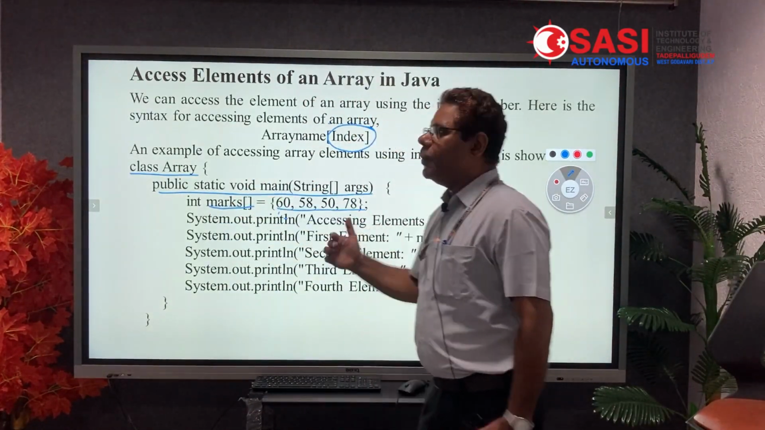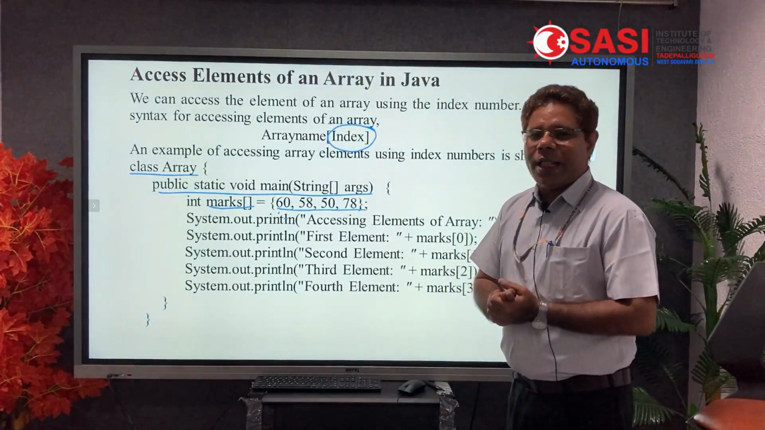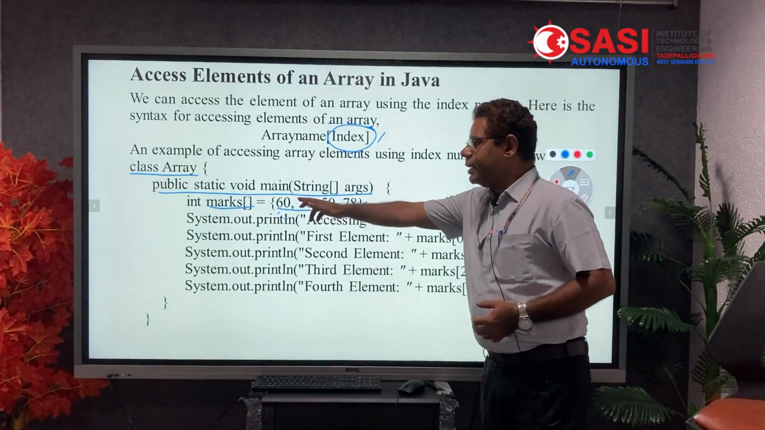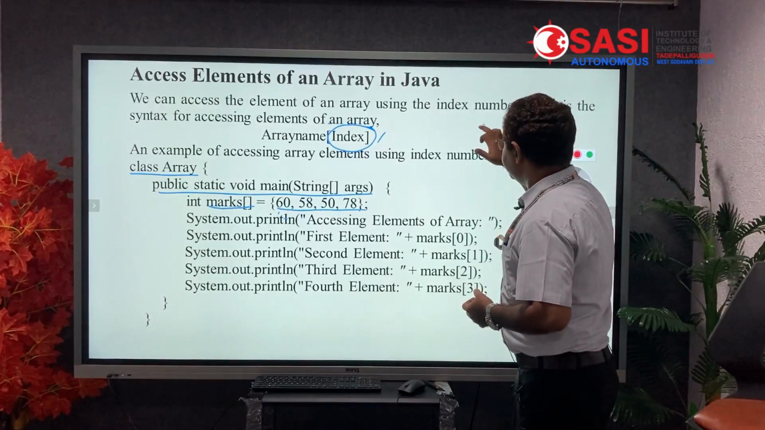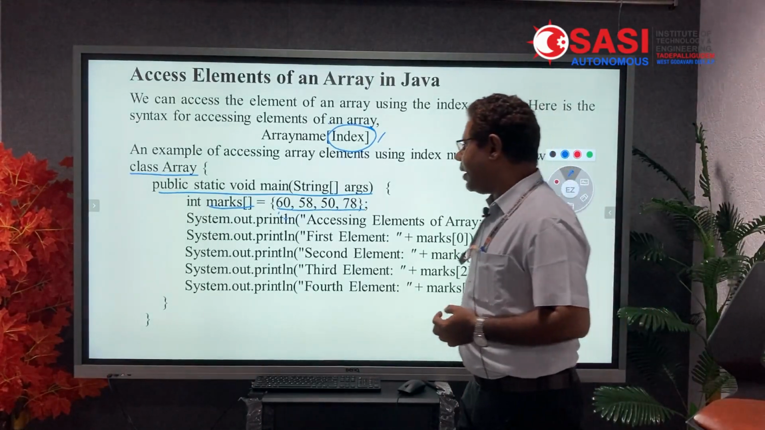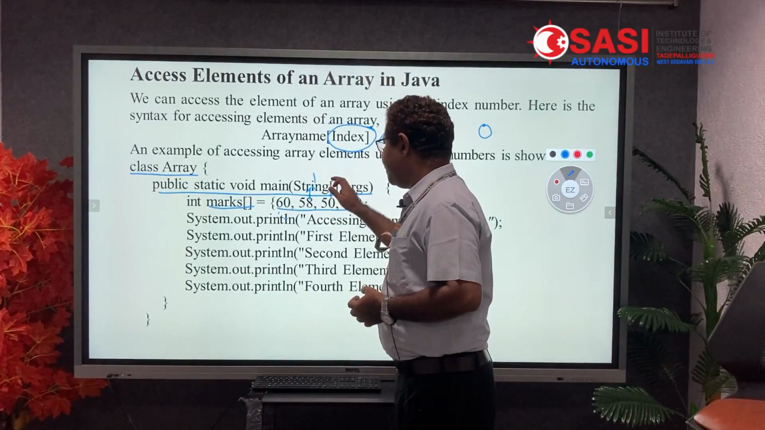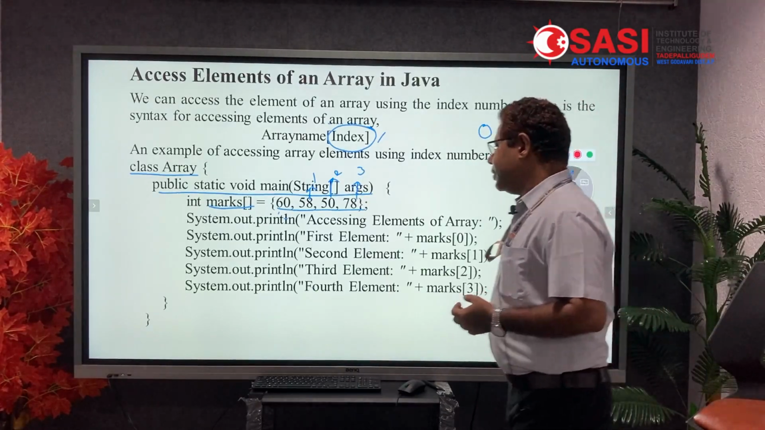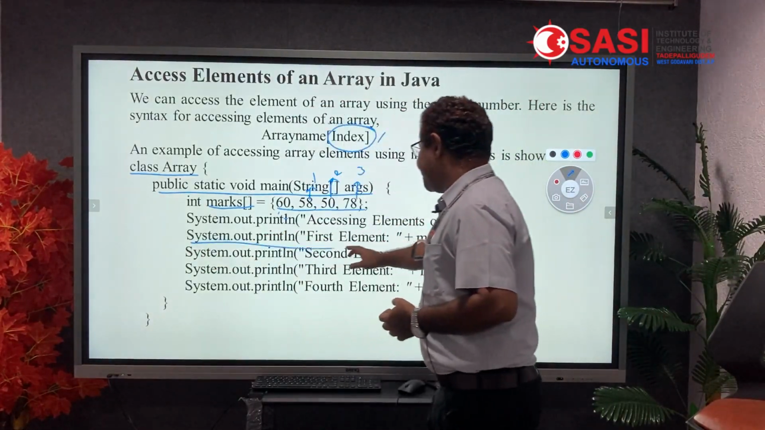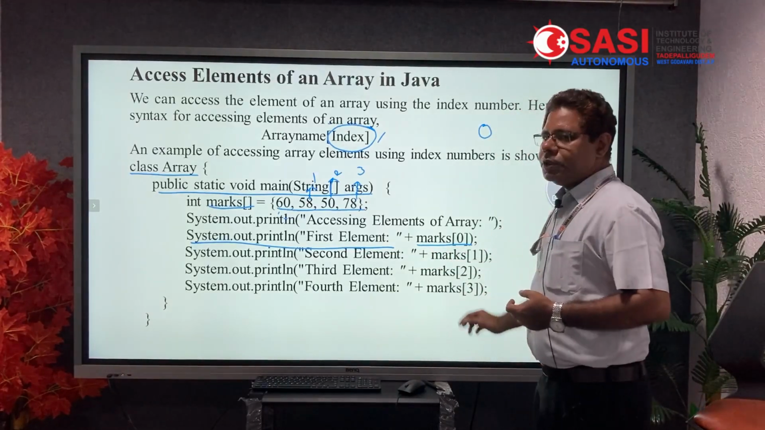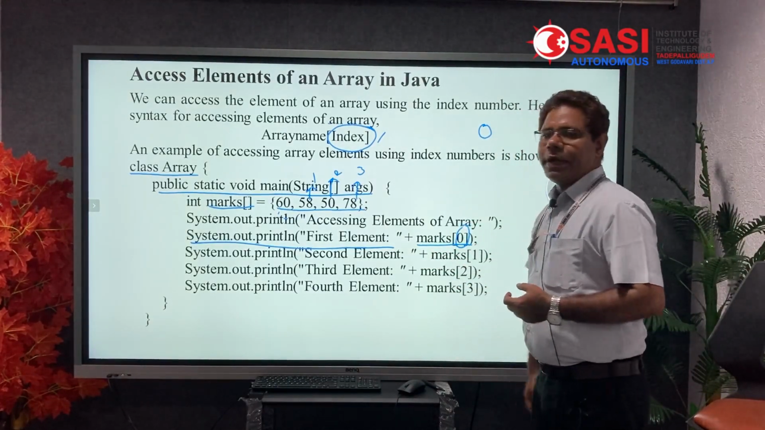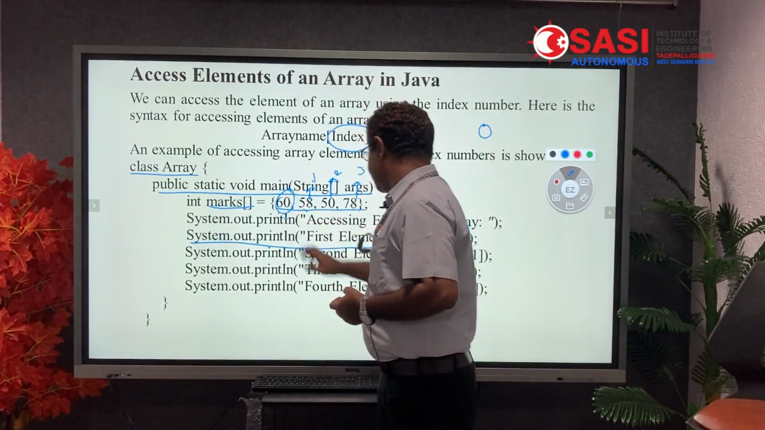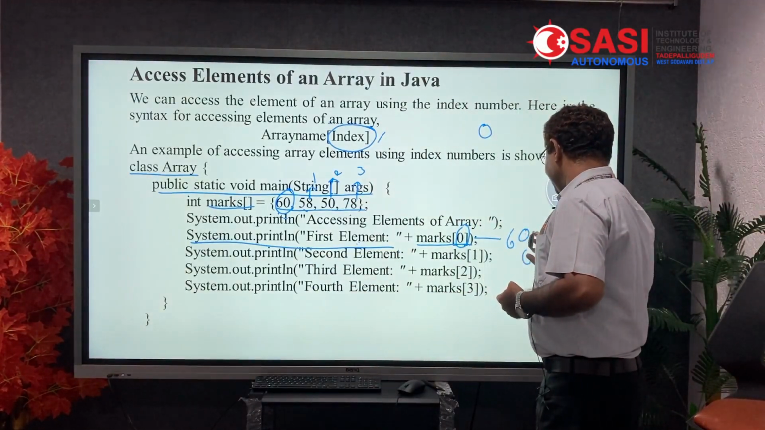To access the array values, we can use the index. Suppose, for example, I want to access the 60 value. For that we can use the 0th index. Similarly, 58 first index, 50 second index, 78 third index. For example, first element mocks of 0. Mocks of 0 specifies the 0th index, that will give the first element. What is the first element here? 60. So we got the output 60.